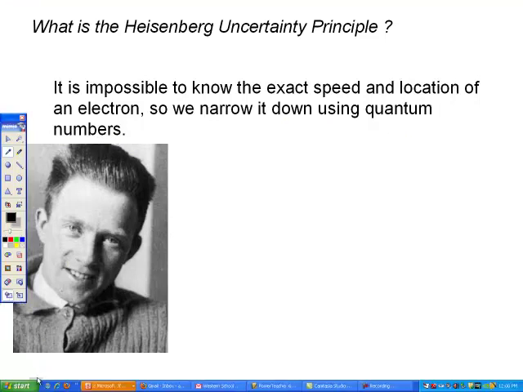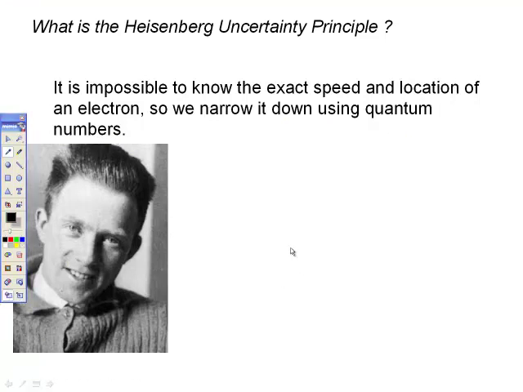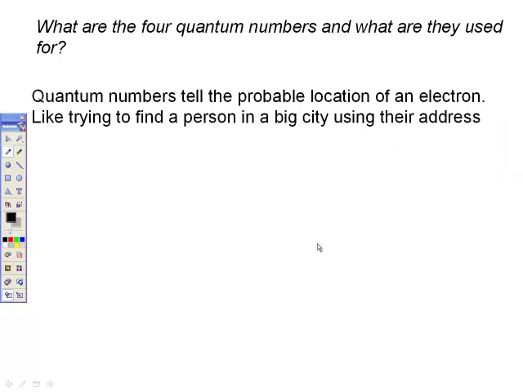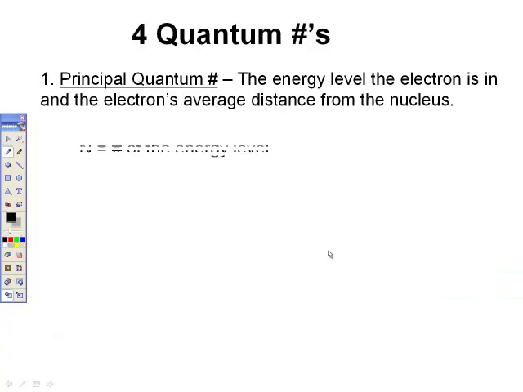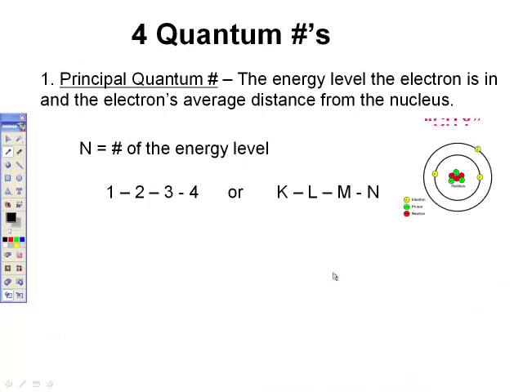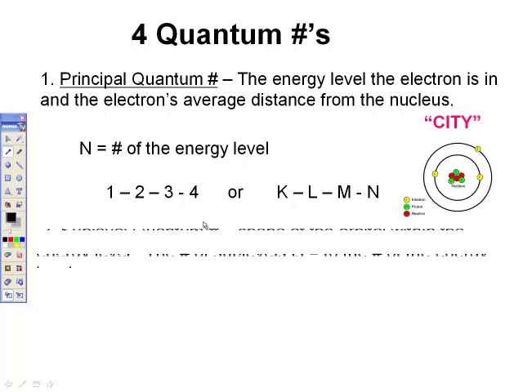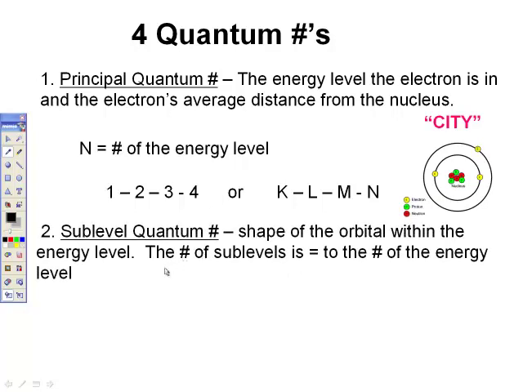So yesterday, when we talked about that principal quantum number, we talked about that being the energy level. Now we're going to narrow it down from there. So if we know the average distance, then we can narrow it down one step further using what's called the sub-level quantum number. And the sub-level quantum number is the orbital's shape.